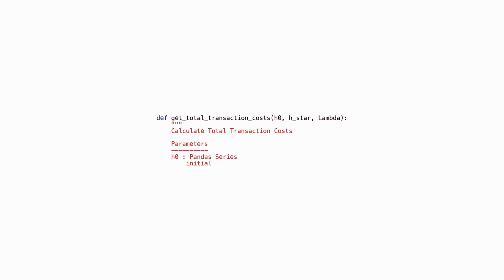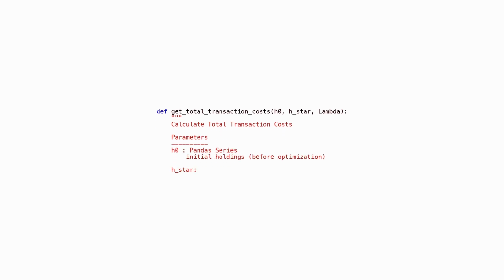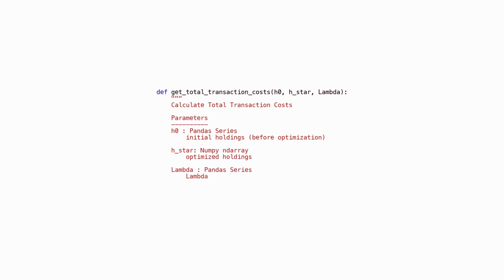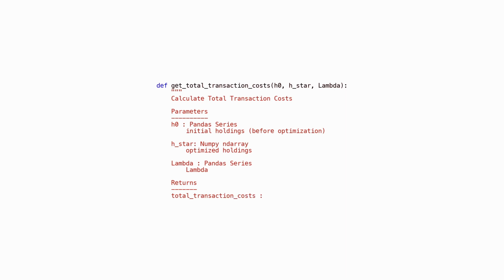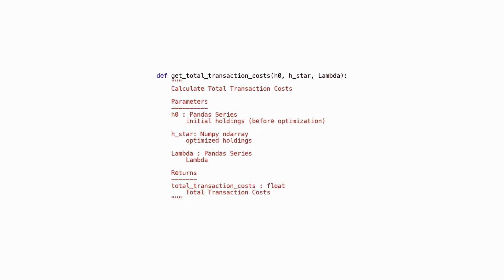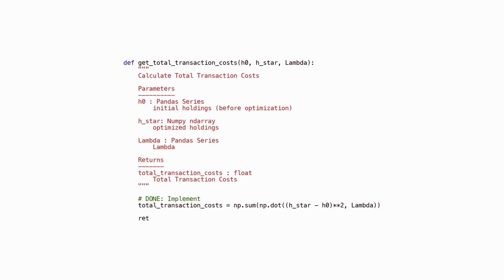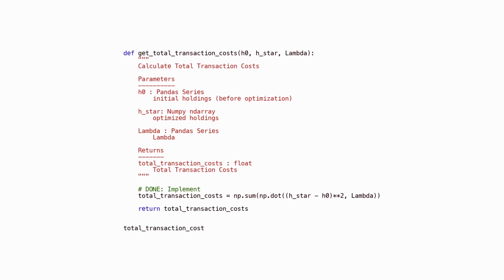H0, which is a pandas series representing the initial holdings before optimization, H*, which is a NumPy ndarray representing the optimized holdings, and lambda, which is a pandas series. Inside the function, total transaction costs is calculated by taking the dot product of the squared difference between H* and H0 and lambda, and then summing up the result. This result is then returned by the function.